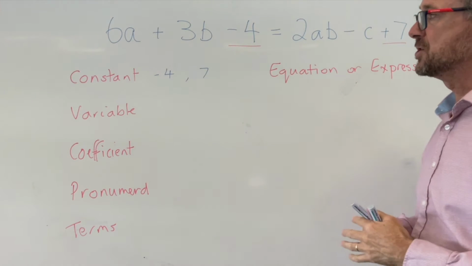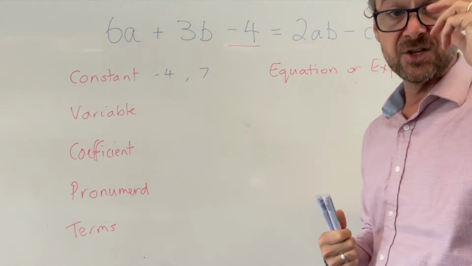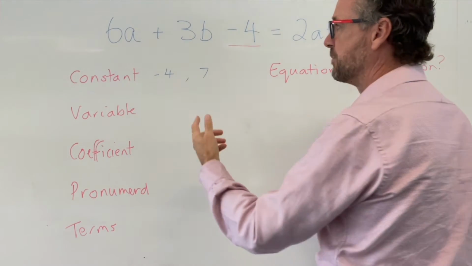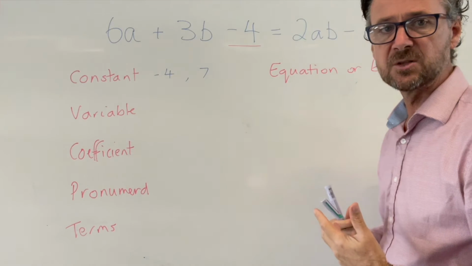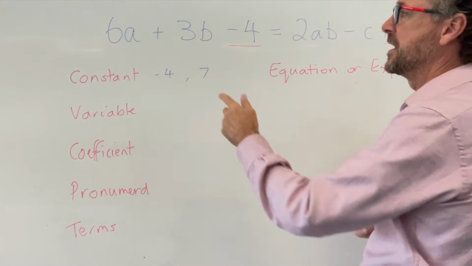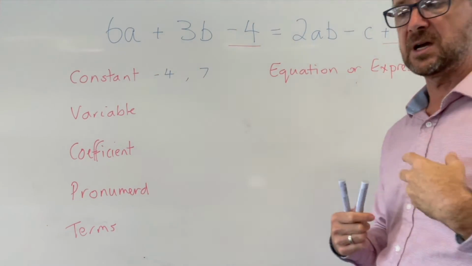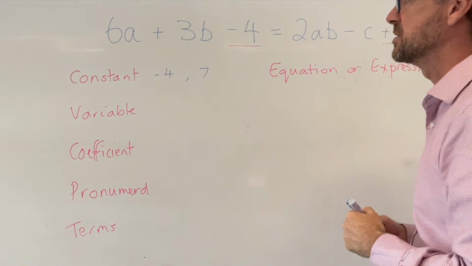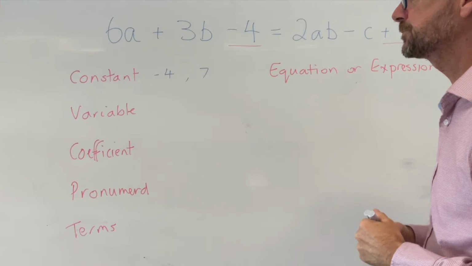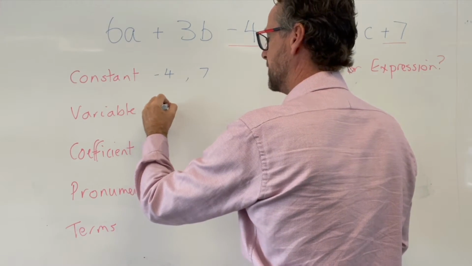Let's now look at the idea of a variable, okay? A variable is something that changes, and a variable will be represented by a pronumeral. So the variables are those things that we can attach a new value to each time if we want to. That'll be things like the a and the b and the c, and we can attach a value to those to change them. So we can say that the a could be equal to 5, but we could make it equal to 10.